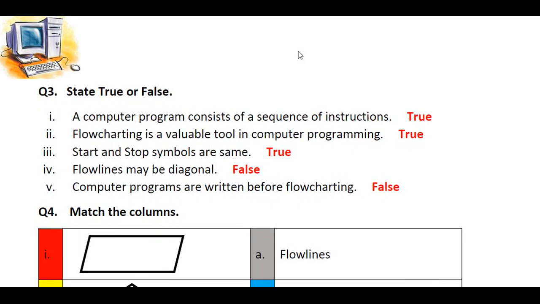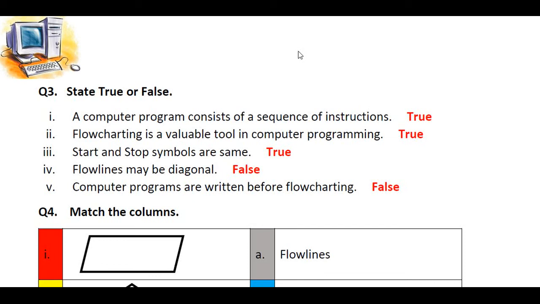Third question is state true or false, and the first statement is a computer program consists of a sequence of instructions, that is true. Second statement, flowcharting is a valuable tool in computer programming, that is true. Third, start and stop symbols are same, true. For both purposes the terminal symbol is used. Fourth, flow lines may be diagonal, it's false. Flow lines cannot be diagonal.